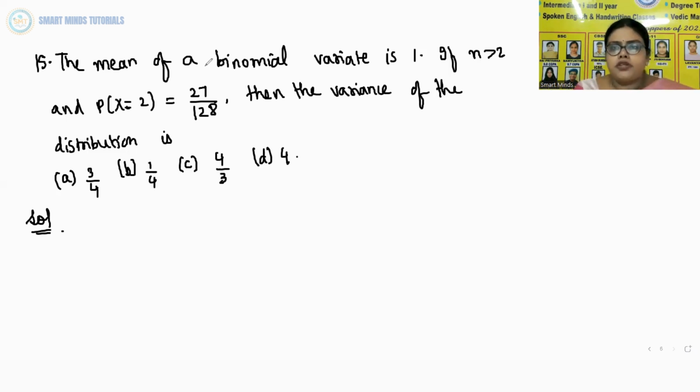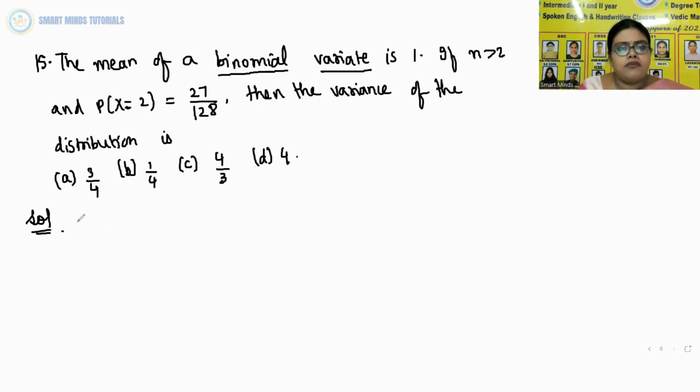Now take the next question. The mean of a binomial variate is 1. If n is greater than 2 and p of x equals 2 is equal to 27 by 128, then the variance of distribution is dash. So whenever binomial variate is given, you have to understand that this question is based on binomial distribution. Okay. So binomial distribution means whenever you have a success and a failure, we take binomial distribution.